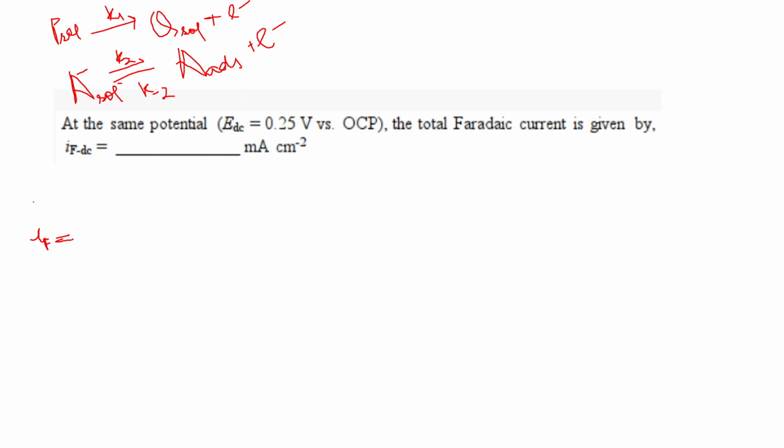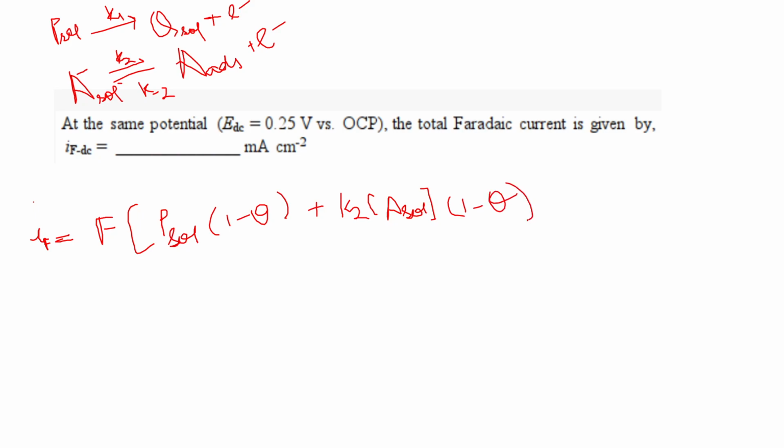Who can tell me what is IF, the Faraday current? IF is the forward term, the P solution times one minus theta, plus K2 times the P solution... minus K minus 2 into theta. Yes, correct.